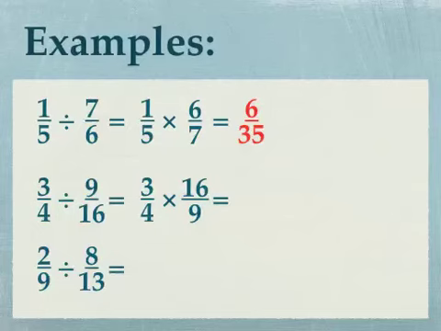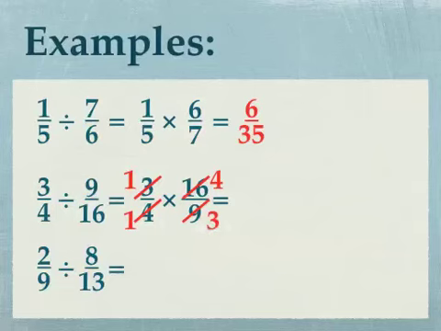I'm going to start with 16 and 4. 16 divided by 4 is 4, and 4 divided by 4 is 1. So I've crossed out 16 and 4, and I've divided them both by 4. Now I can cross-cancel 3 and 9. 3 and 9 are both divisible by 3. 3 divided by 3 is 1, and 9 divided by 3 is 3.